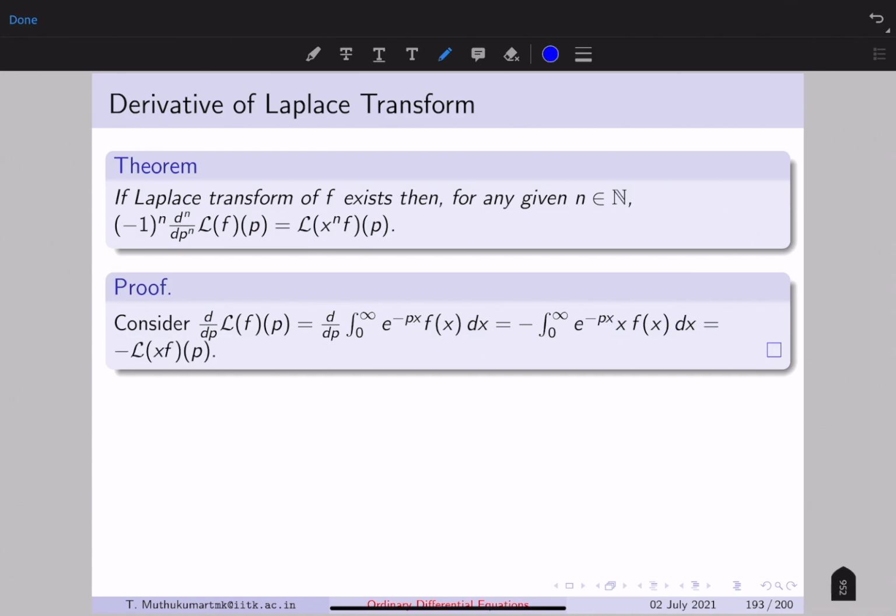So this is precisely minus the Laplace transform of xf, which means the first derivative is f multiplied by a degree 1 polynomial x. Now you can keep doing this for the second derivative, third derivative, and so on. That way you can prove this result. Okay, so that's a proof of this.